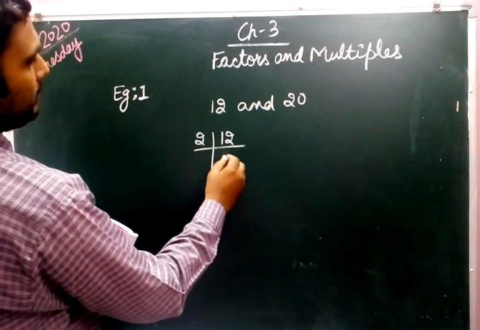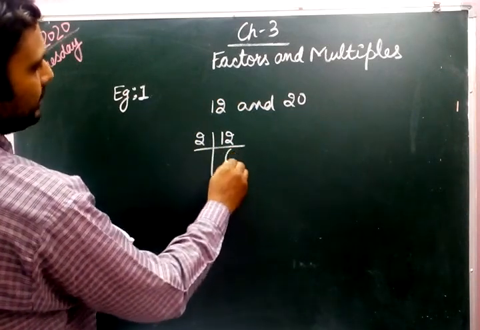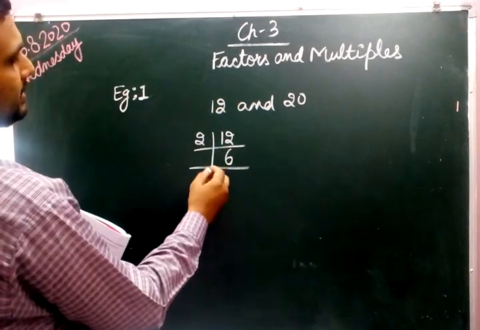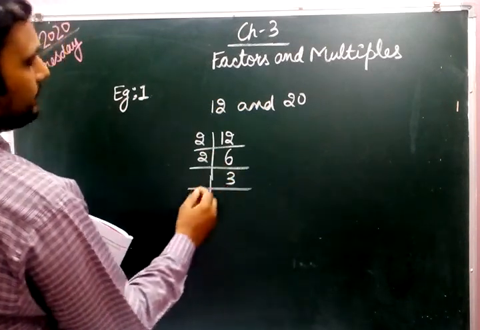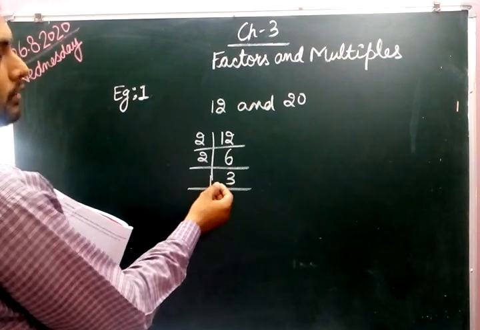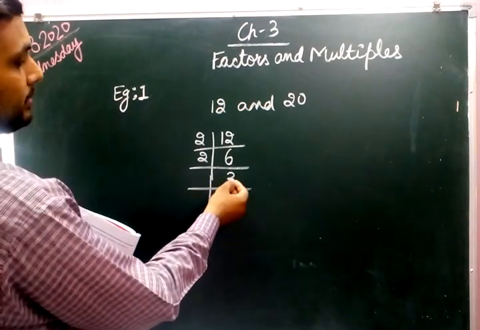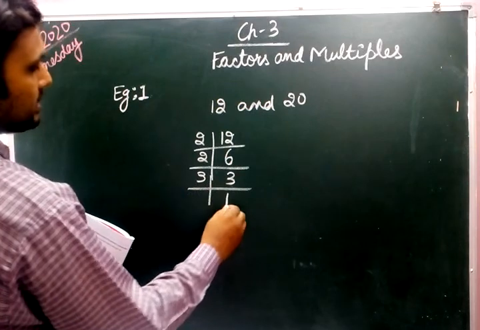12 will be divided by 2, we got the answer 6. Again 6 will be divided by 2, we got the answer 3. 3 will be divided by itself because 3 is a prime number. No other number will divide 3, so we got the answer 1.